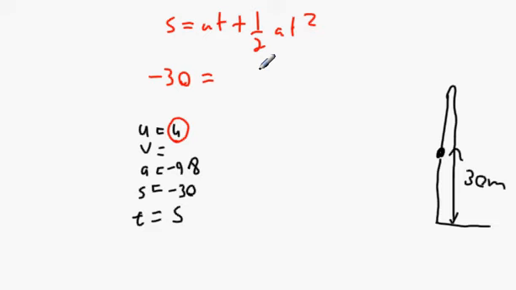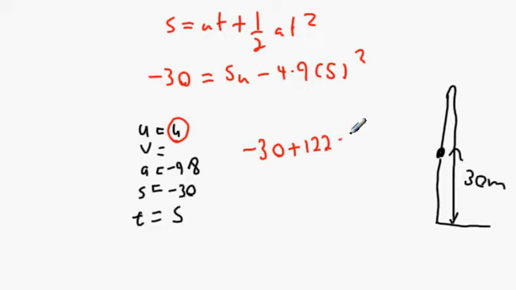So minus 30 equals 5u minus 4.9 times 5 squared. So 5 squared, we're just going to multiply that out. 4.9 by 25 gives you 122.5. Bring that 122.5 over the other side, so it's going to be minus 30 plus 122.5 equals 5u, and then it's 92.5 divided by 5, 18.5. So u ends up being 18.5 meters per second.